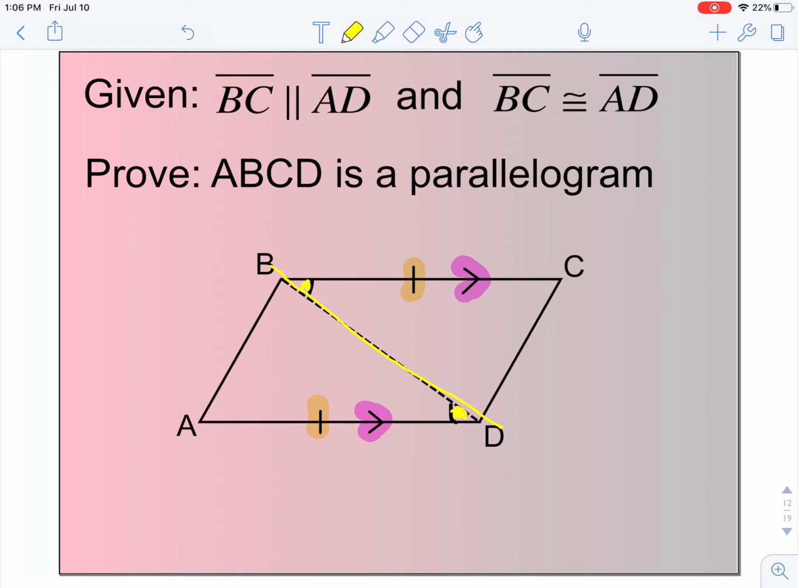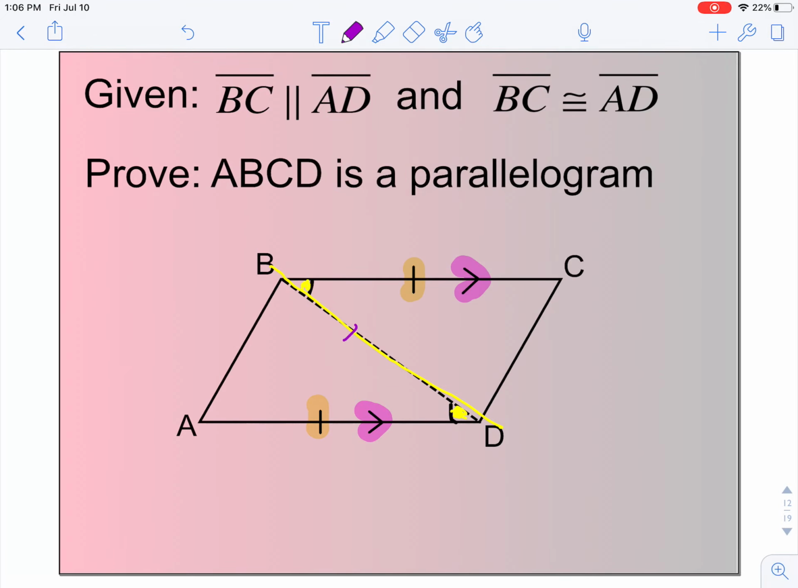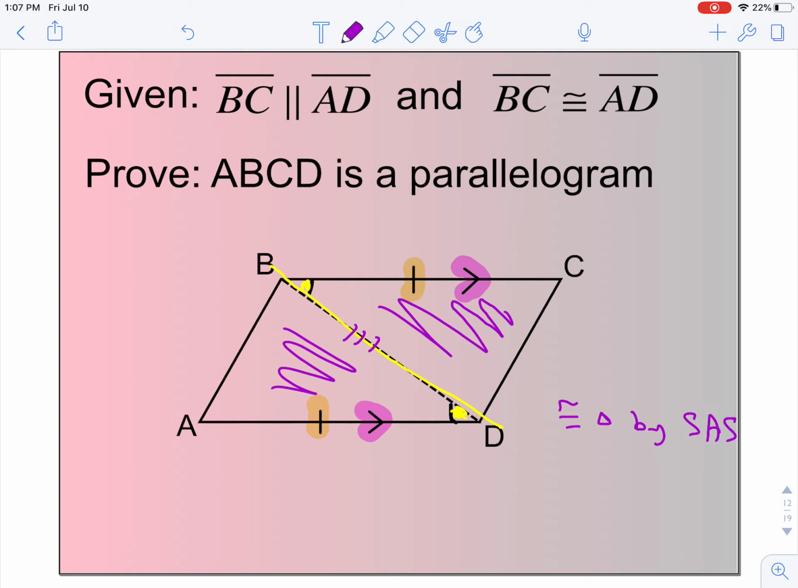And if your alternate interior angles are congruent there, then you can prove the triangles are congruent because you have this reflexive side right here. So now you can prove that this triangle right here and this triangle right here are congruent, so you have congruent triangles by, again, side, angle, side.